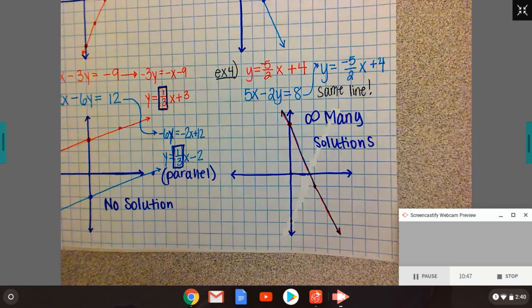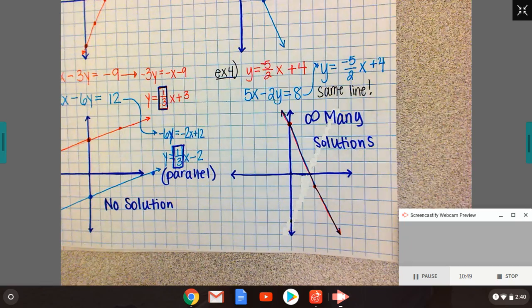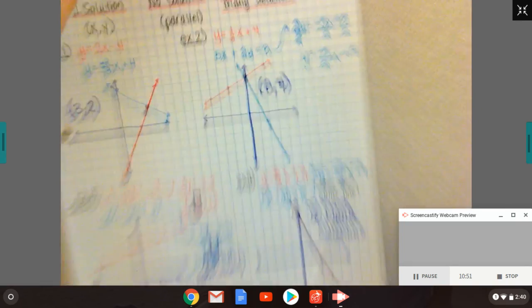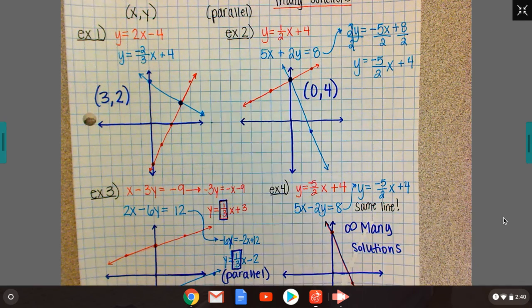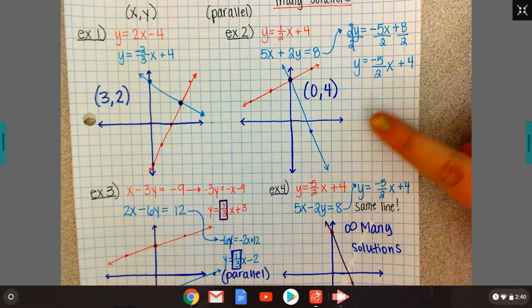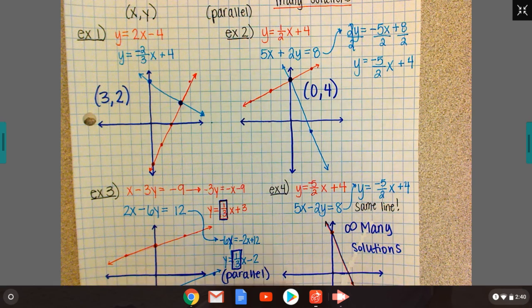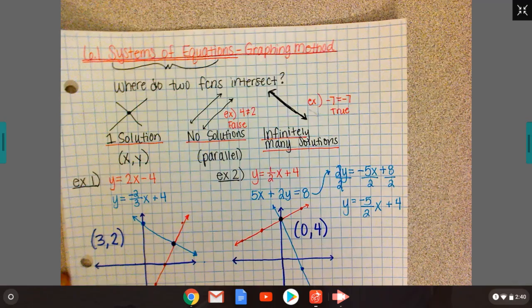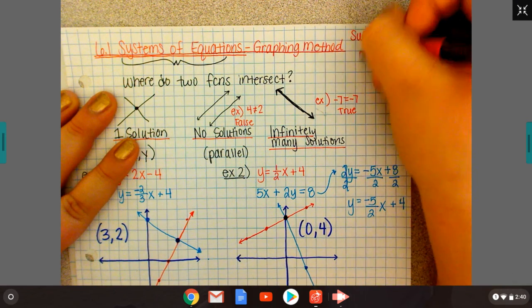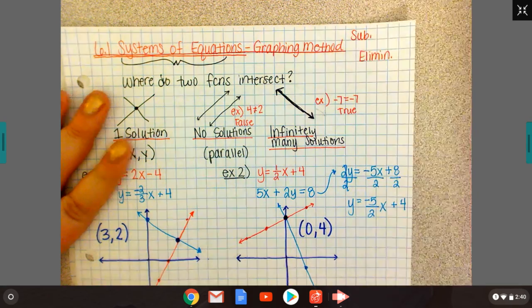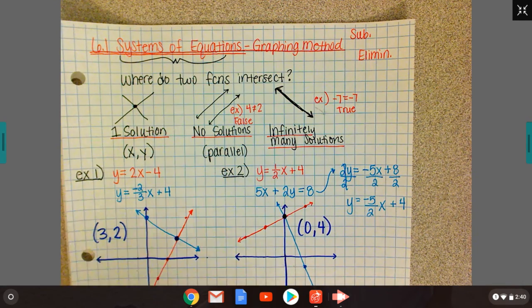All right, so we've run through 4 examples, one of each different type. Taking a step back and looking at them all together, we've got the situations where you have one solution on these, one where there are parallel lines on this one, and where we have the same line in example 4. This is the graphing method. The next 2 that you're going to see are substitution and also elimination, which is also called linear combination. So you'll run through these 2 methods in the next sections, 6.2 and 6.3. I will see you guys next time.